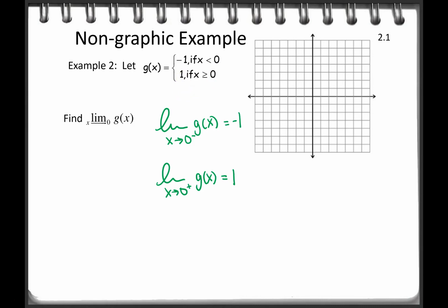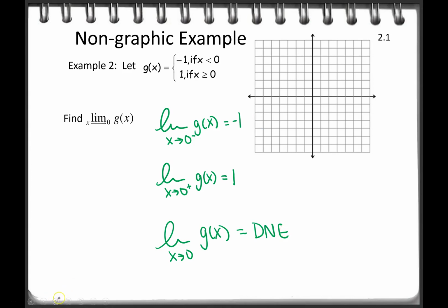Okay, now what can we say about the limit as x approaches 0 of g of x? Well, we've got an answer of 1 and an answer of negative 1. Do those two answers match? No, they do not. So the limit does not exist.